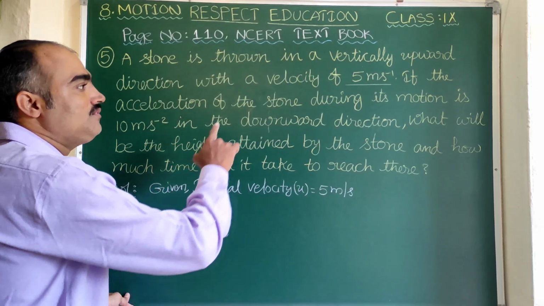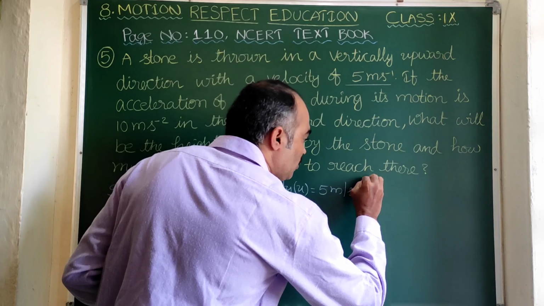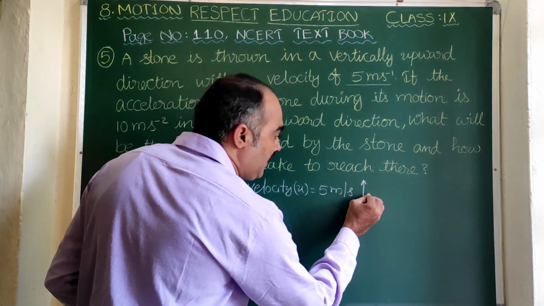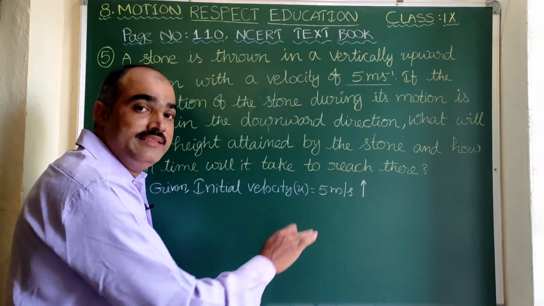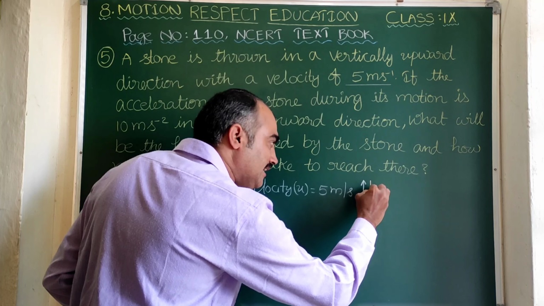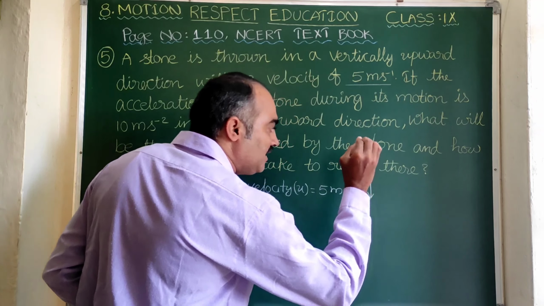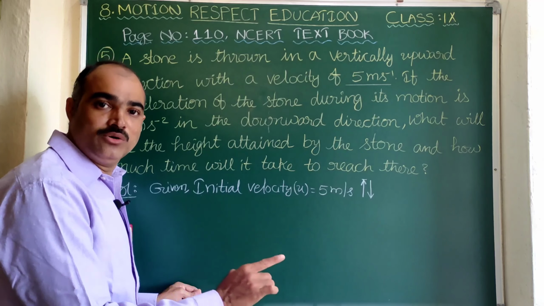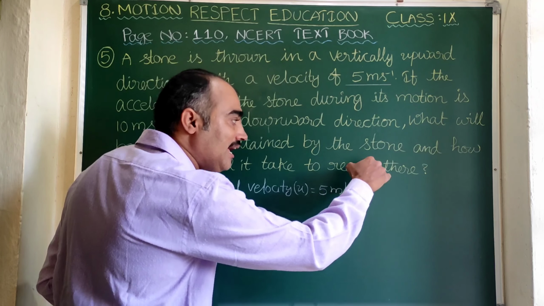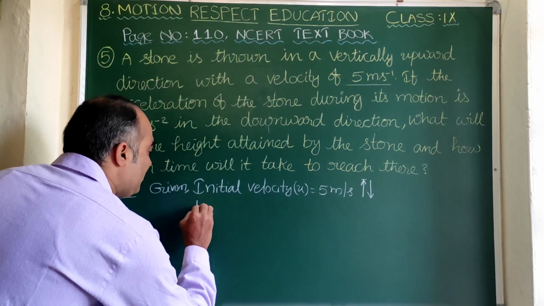If the acceleration of the stone during its motion, here we need to understand that as the stone is thrown upwards, when it reaches a particular height, there it will stop. Then again it changes direction, it will come towards the earth. So at this moment the final velocity can be taken as 0. As the velocity becomes 0, it changes its direction, again it will come back to the earth. So at this point final velocity is 0.